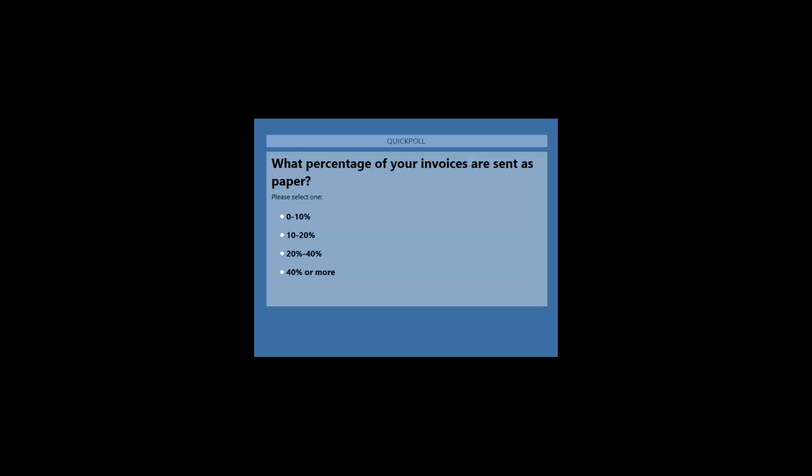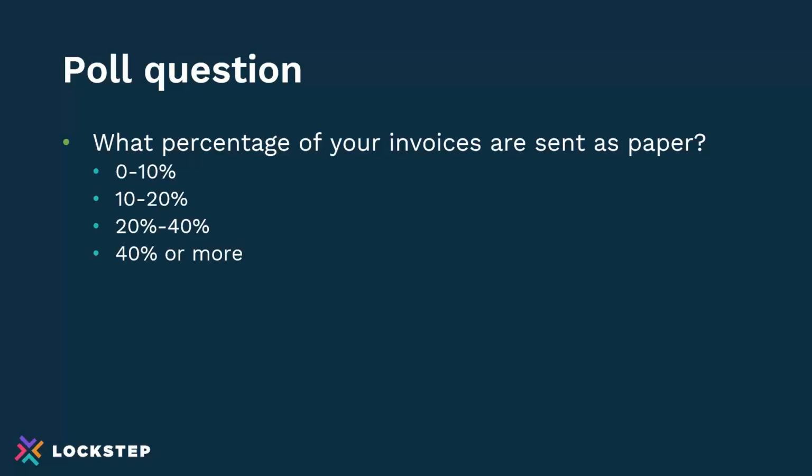And Jolene, are you able to share any results? Yep. It looks like about 50% responded 0 to 10%, 8% are 10 to 20%, 8% are 20 to 40%, and 33% said 40% or more. So it's something to think about: the first step in a digital transformation is thinking about how you get those paper invoices to email.